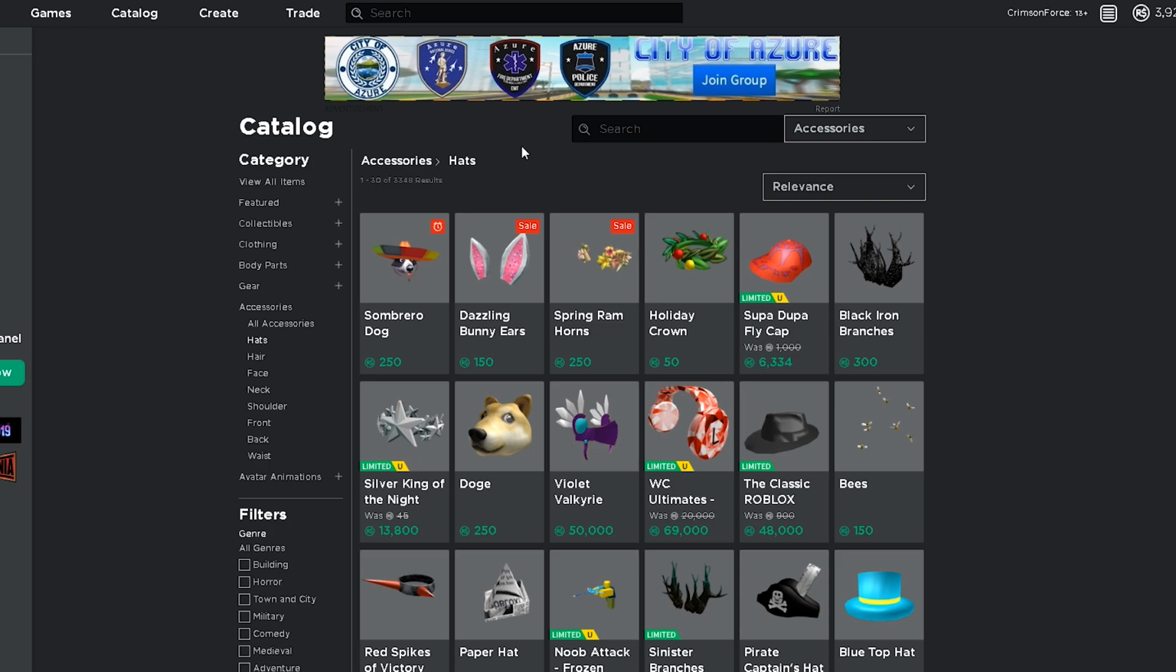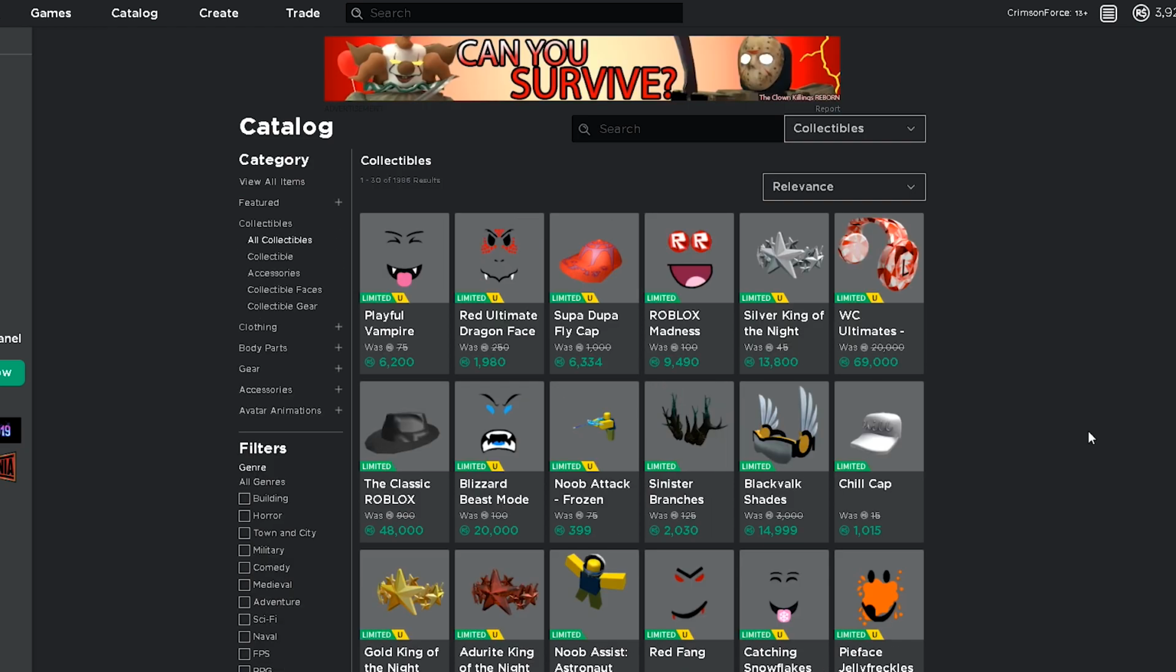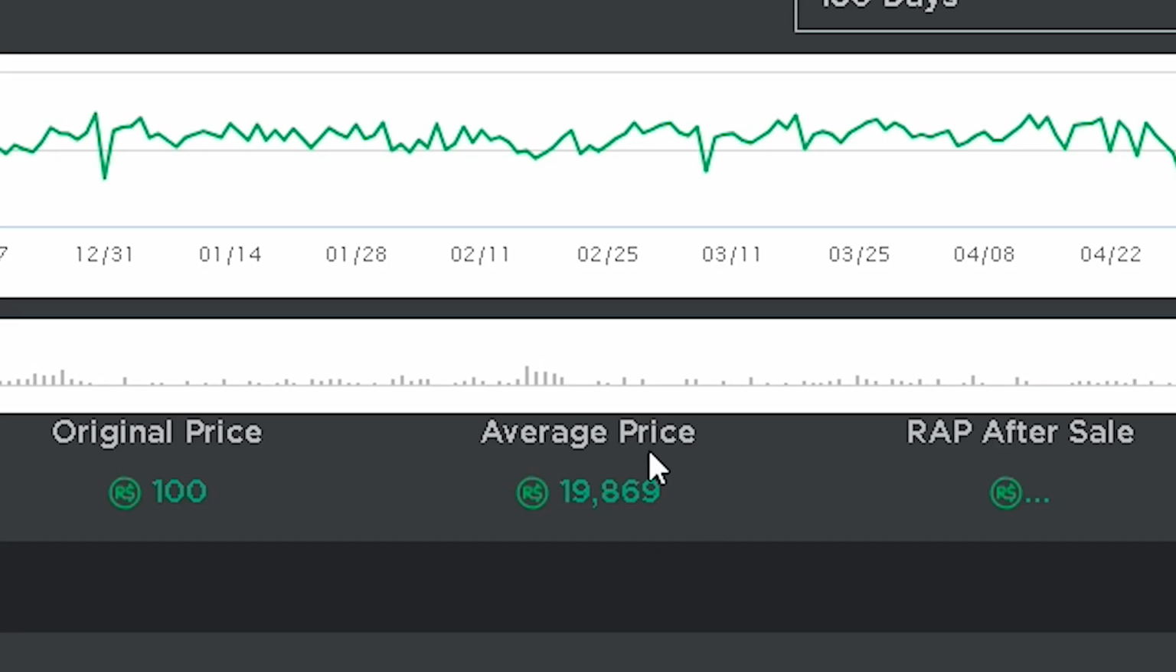Anyways, I just wanted to say how smart Roblox is being, and basically how this Roblox economy works in general. I'll probably eventually make a video solely about Roblox trading and go more in depth into the values of items compared to their recent average price, which is this number right here.